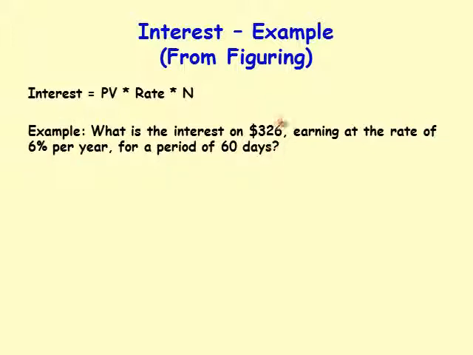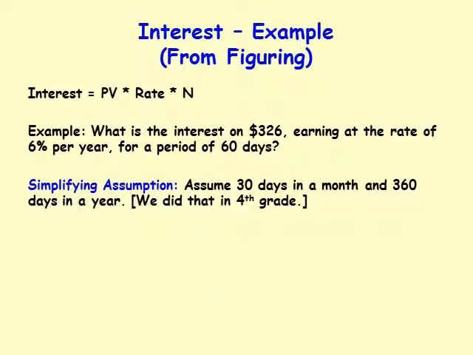of 60 days? Okay, this is my principal value. This is my rate. The 60 days is the number of days involved, and interest is stated as per year. So 60 days would be 1/6 of a year. Okay, let's continue here. We'll make some assumptions here. Assume 30 days in a month, 12 months in a year, and 360 days in a year. We also did that same thing, assumptions, in fourth grade when we learned interest.